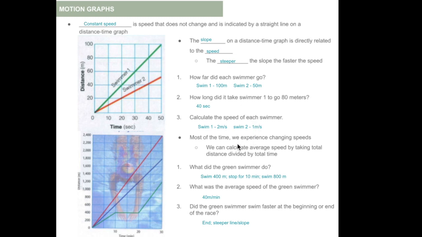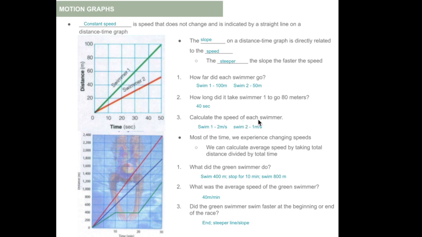Okay, how long did it take swimmer 1 to go 80 meters? If we look, swimmer 1 is the green line. Here's 80 meters. I'm going to drag my finger over until I hit my green line. At this point here, now I'm going to drag my finger down to see what time. It was at 40 seconds.